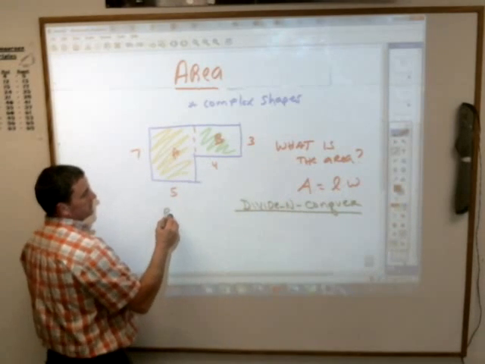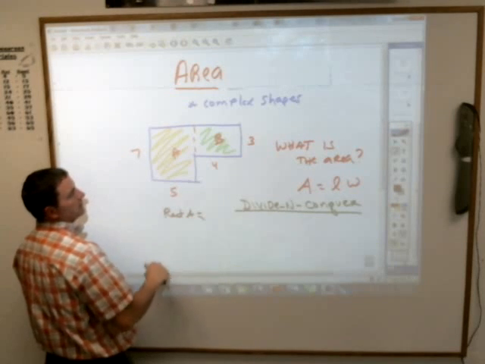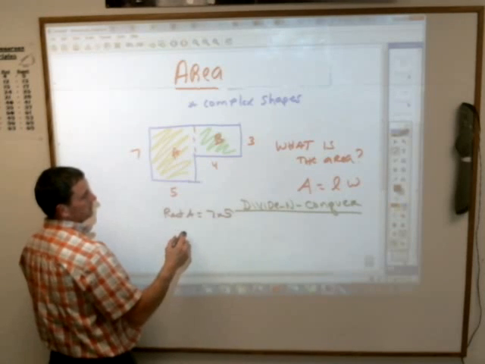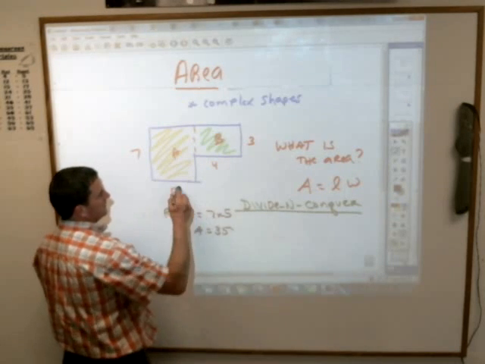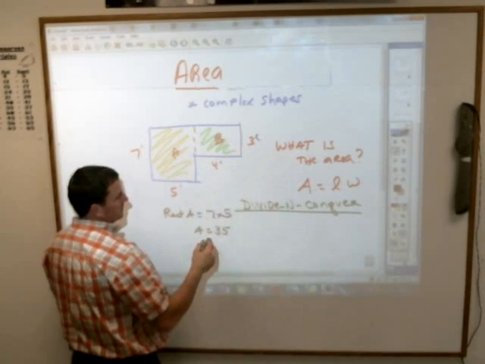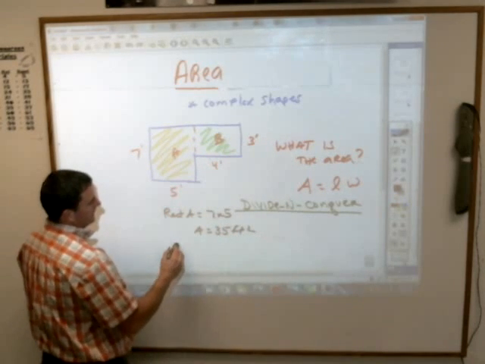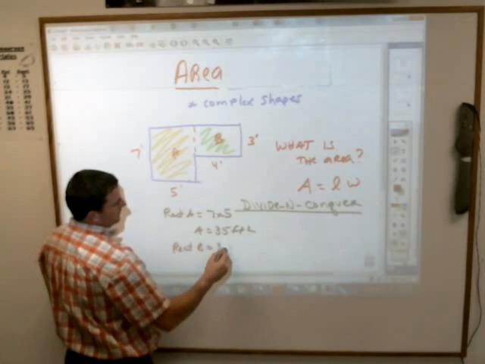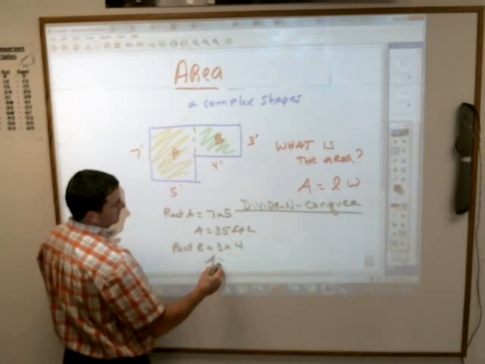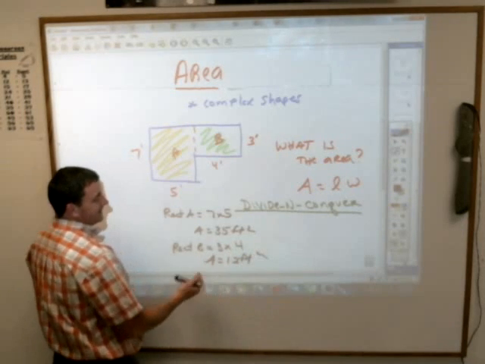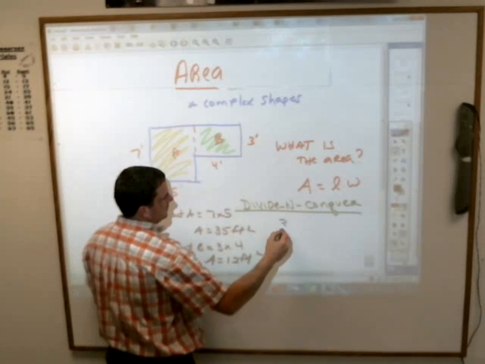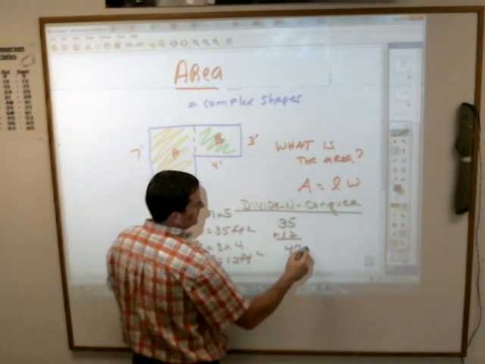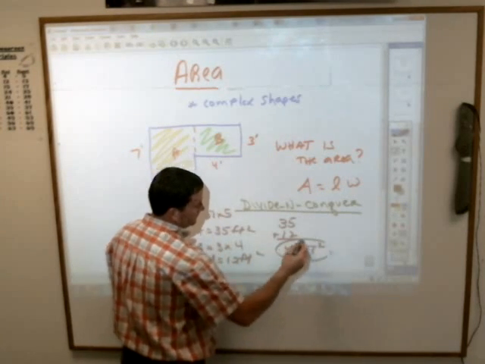You can just go like this. Rectangle A equals 7 times 5, which happens to be 35. Let's make these feet because that's easy. Feet squared. Rectangle B is 4 times 3, which happens to be 12 feet squared. And then to find the area of the whole thing, you just take your 35 plus your 12, and the whole thing is 47 feet squared.